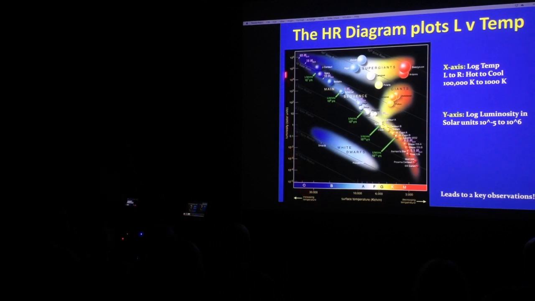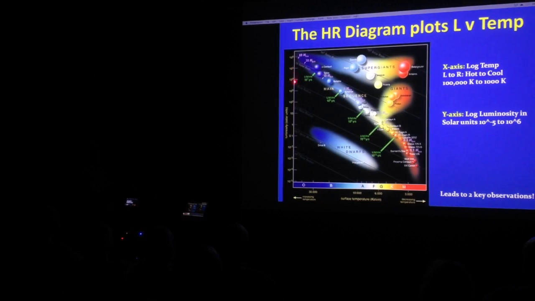The y-axis, going up here, you plot luminosity, once again in a logarithmic fashion. And of course the reason why mathematicians use logarithms is to try and fit a large range into some sort of sensible graph. So it's logarithmic. And look at the solar units.